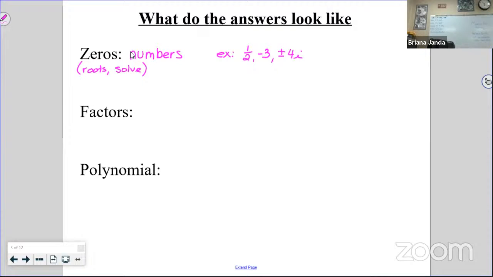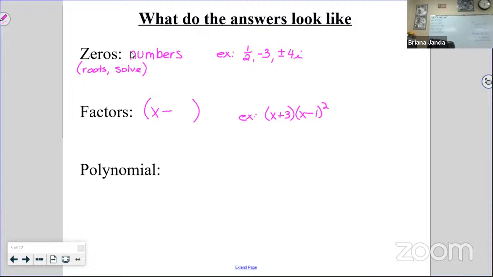Factors are listed with a parentheses and an x, right? That would be a factor, and it is always the opposite sign of our zero. So examples of something that would be given as a factor would be like x plus 3 or an x minus 1 quantity squared. Those will all be considered factors.